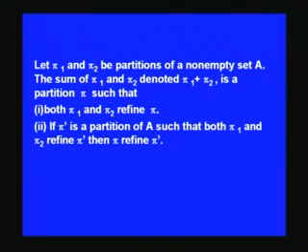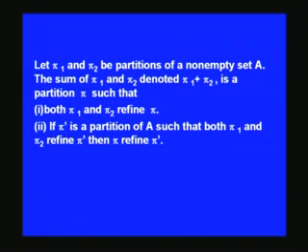Now, we will see what is meant by the sum of two partitions. Let pi 1 and pi 2 be partitions of a non-empty set A. Then the sum of pi 1 and pi 2, denoted by pi 1 plus pi 2, is a partition pi such that both pi 1 and pi 2 refine pi. If pi dash is a partition of A such that both pi 1 and pi 2 refine pi dash, then pi refines pi dash.